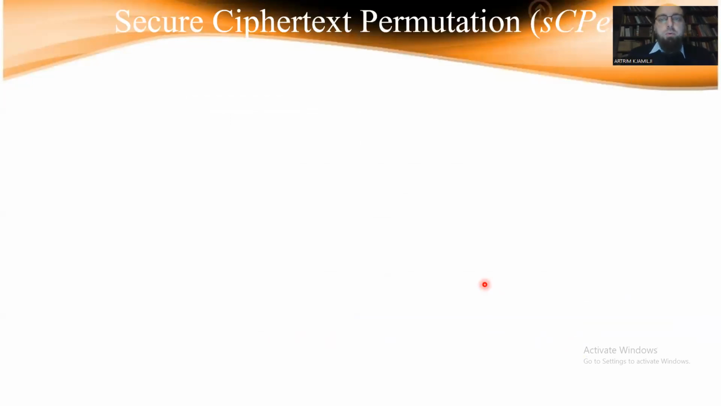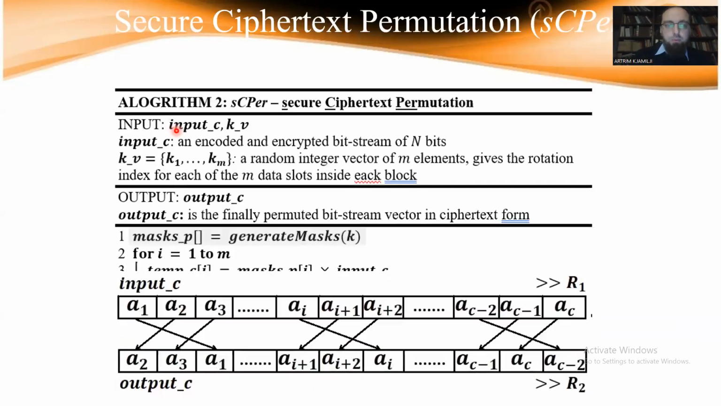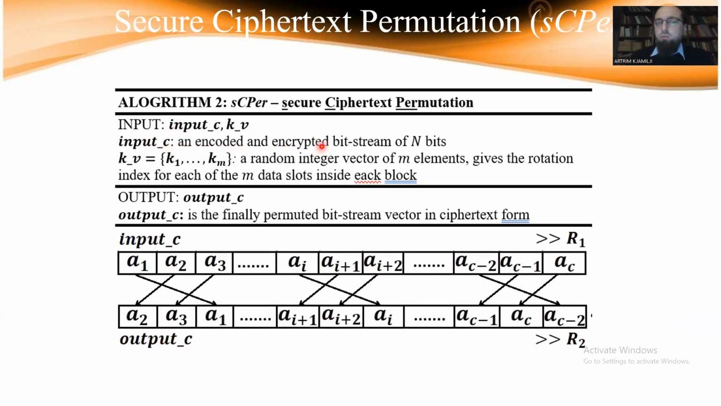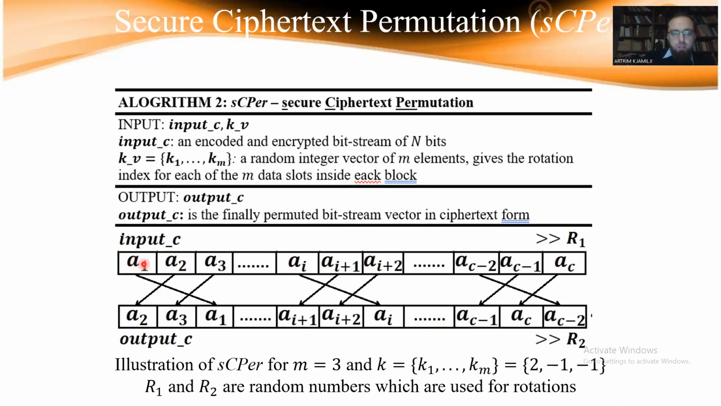Okay, secure ciphertext permutation. It takes an encoded and encrypted bit stream of n bits, and also a vector KV, which consists of m elements and gives the rotation index for each of the m slots inside of the blocks. Here it's illustrated with m equals 3. So the block size is 3, and the vector KV is 2, minus 1, and minus 1. That means the first element goes 2 to the right inside of the same block and becomes the third one. The second one, minus 1, goes 1 to the left. The third one goes 1 to the left. And this is done for all of the blocks of the ciphertext.